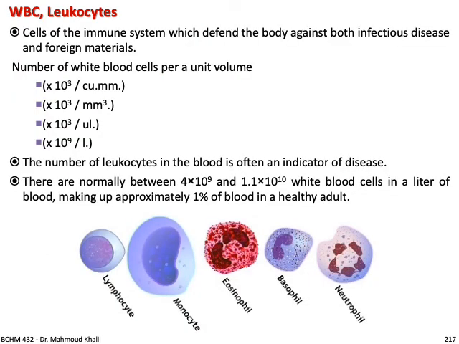Now we'll talk about the white blood cells, leukocytes. These are cells of the immune system which defend the body against infection, disease, and foreign materials. The number of white blood cells per unit volume is expressed in these units, and their number is often an indicator of disease. They are normally between these numbers of white blood cells in a liter of blood, making approximately 1% of the blood. Generally, they are classified as 5 types of white blood cells.